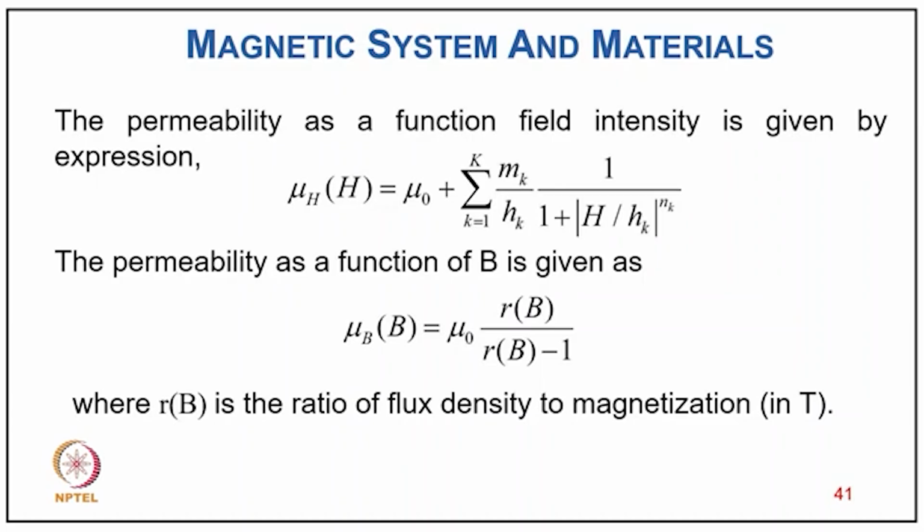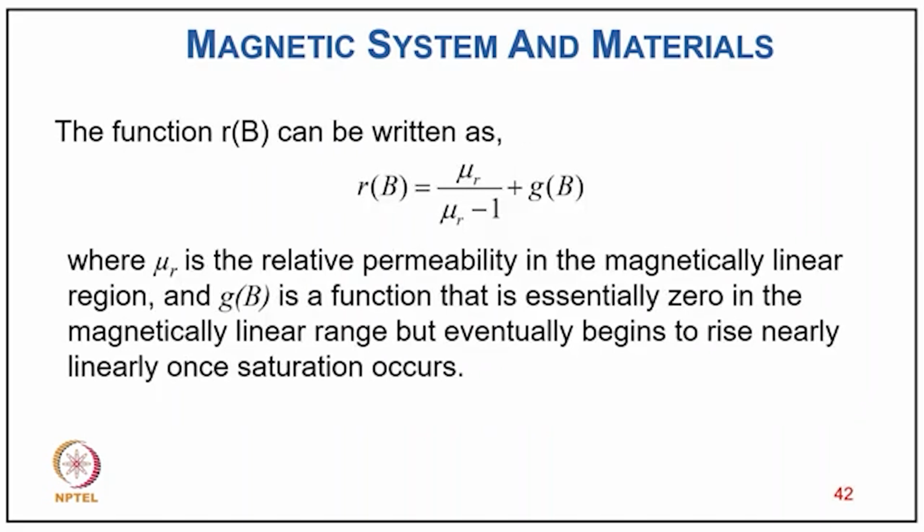The permeability as a function of B is given as mu(B) equal to mu 0 times rb upon (rb minus 1), where rb is the ratio of flux density to magnetization in Tesla, and the function rb can be written as rb equal to mu r upon (mu r minus 1 plus gb). Here mu r is the relative permeability in the magnetically linear region, and gb is a function that is essentially 0 in the magnetically linear region, but eventually begins to rise once saturation starts in the material. So it accounts for, or represents, the saturation part of the magnetic characteristic.